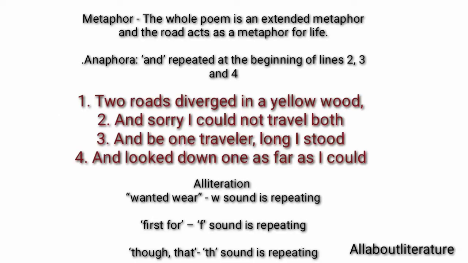Now let us discuss poetic devices of this poem. The first poetic device of this poem is metaphor. The whole poem is an extended metaphor, and the road acts as a metaphor for life. Another poetic device that is used is anaphora. The word and is repeated at the beginning of lines 2, 3 and 4. Another one is alliteration. Alliteration is the repetition of a consonant sound in close connection. So in wanted and wear, the w sound is repeating. In first and for, the f sound is repeating. In though and that, the th sound is repeating.